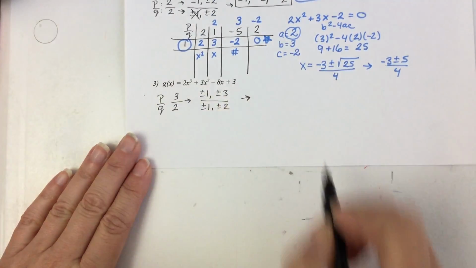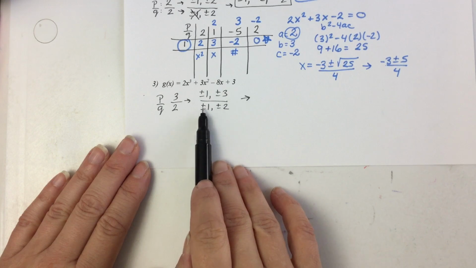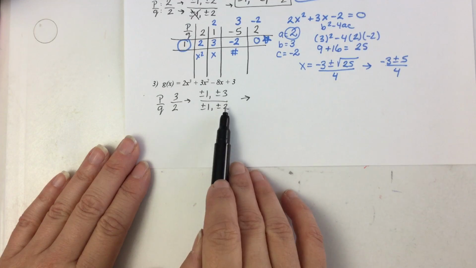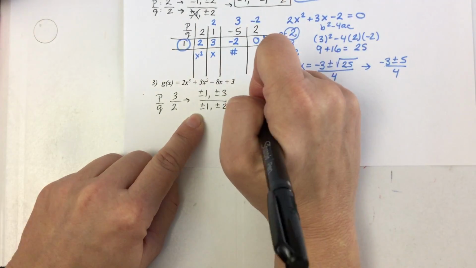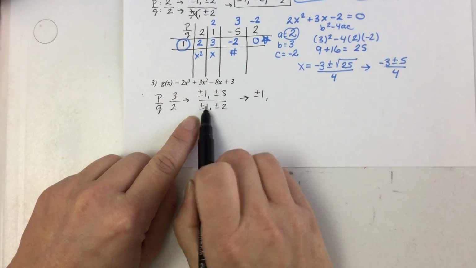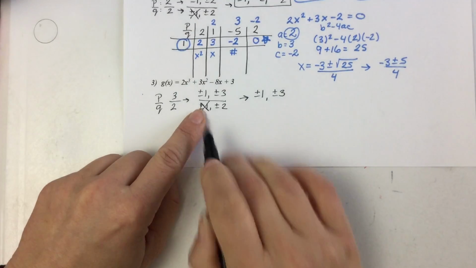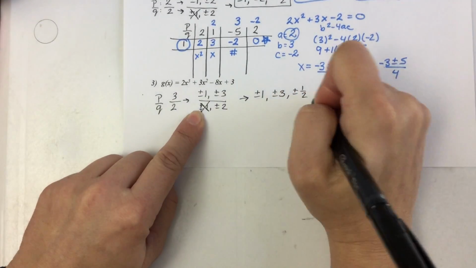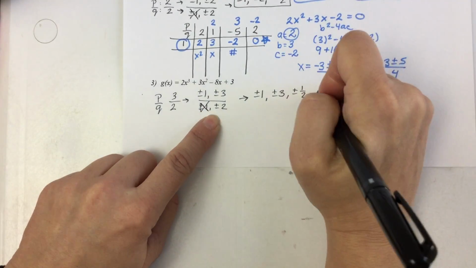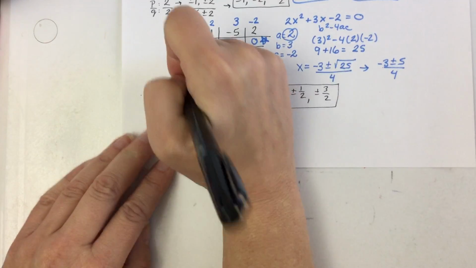So in order to find my possible solutions, I need to take all of the terms on the top over the first value on the bottom, then all of the terms on the top over the second value on the bottom. 1 over 1 is 1, so plus or minus 1. 3 over 1 is 3, so plus or minus 3. 1 over 2 is 1/2, so plus or minus 1/2. 3 over 2 is 3/2. So here are my possible solutions.